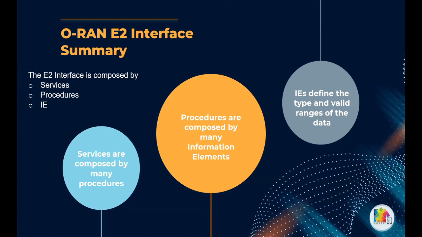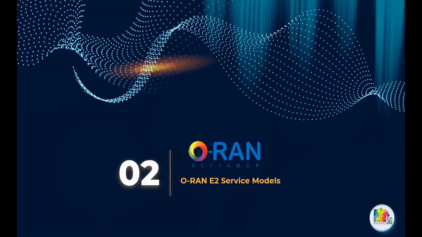So in summary, the E2 interface is composed of services, procedures, and information elements. The services have many procedures, and each procedure has many information elements. And information elements have a lot of types and valid ranges. Now there is also E2AP version 2.0 that has actually been released. This is a new release of E2AP, but essentially it's very similar to the old version.